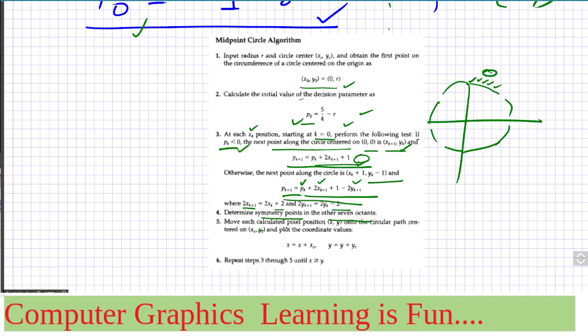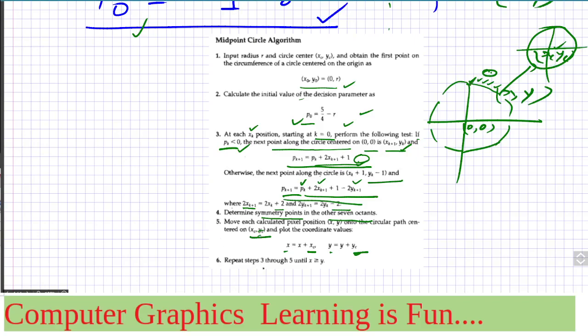Now move each calculated pixel position x, y onto the circular path centered on xc, yc. How will you do that? This was what you did on 0, 0. So now you will add xc and yc to all the pixel positions. The pixel positions are x, y, so to each x you add xc and to each y you add yc. So it will be transformed to your original position. This will be your xc, yc. So this is something you did for a pixel.